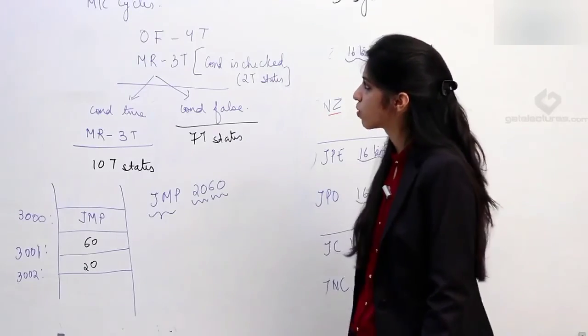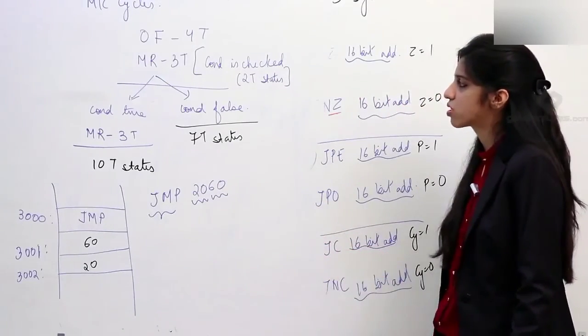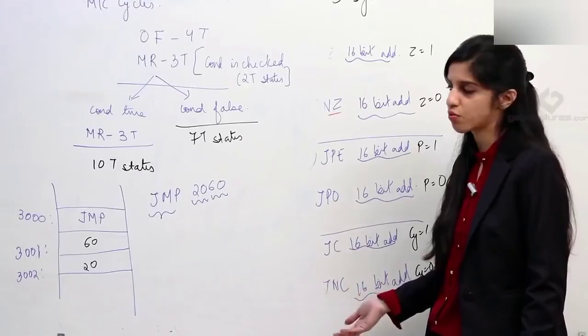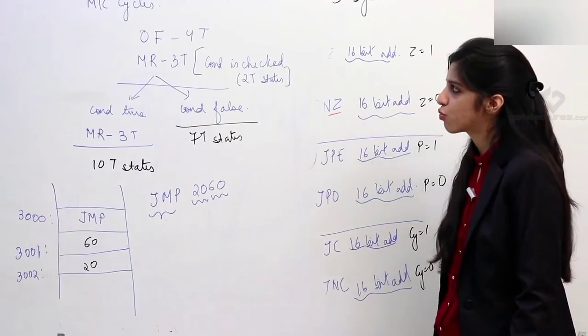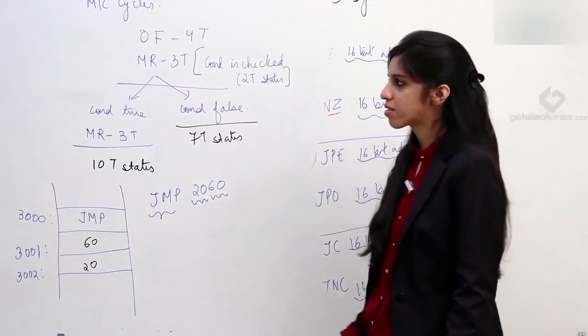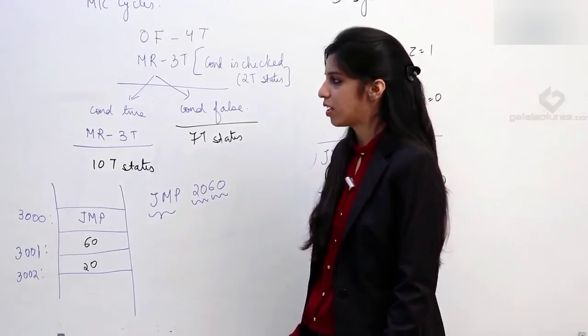For now you can just note this, machine cycles of conditional jump are going to be 7 T if the condition is false, and 10 T if the condition is true. Now we are going to look at some looping and timing delay modules.